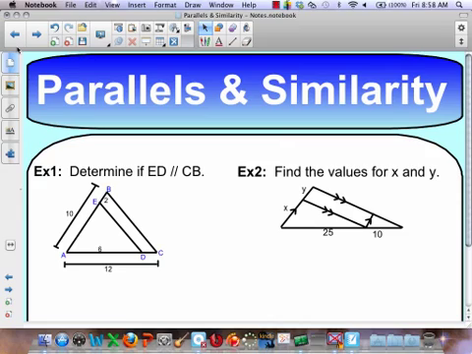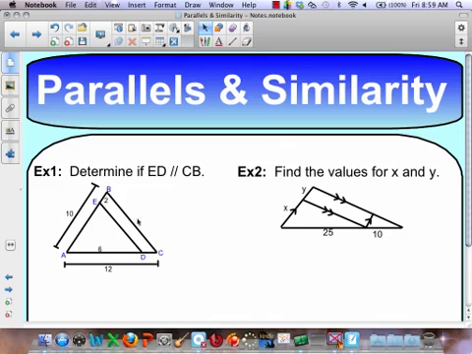Well, what are we being asked to do on number 1? Determine if ED and CV are parallel. Okay, so let's assume that they are parallel. If they were parallel, what would be true? That DC would be 2, so they're not parallel then. How do you know? Because 2 plus 6 is 8, not 12. Not quite what we're looking at there.